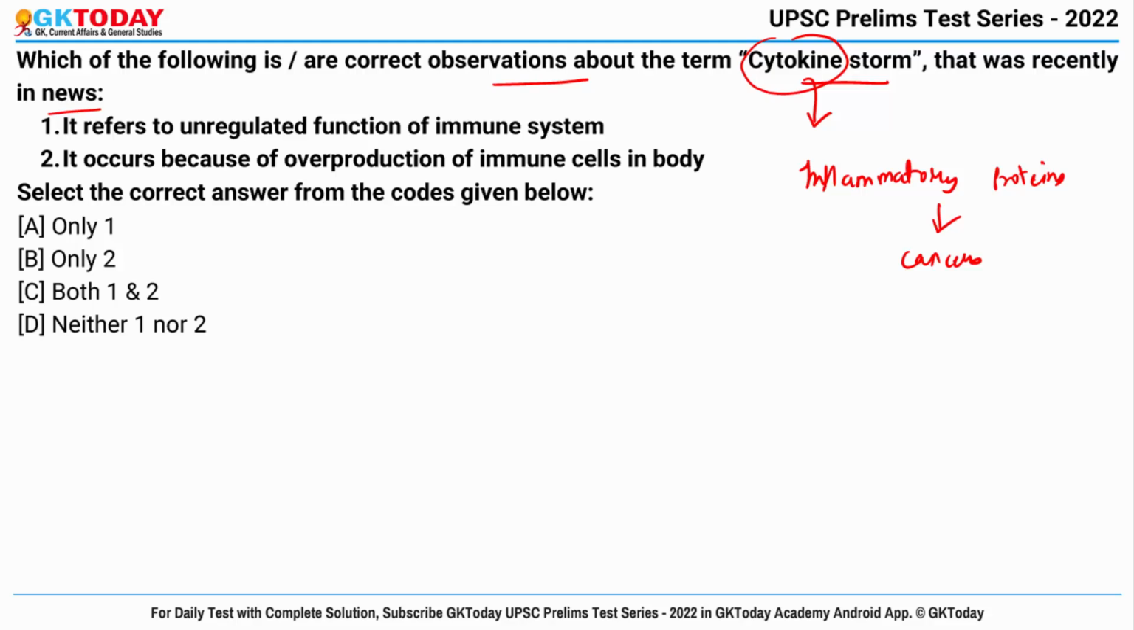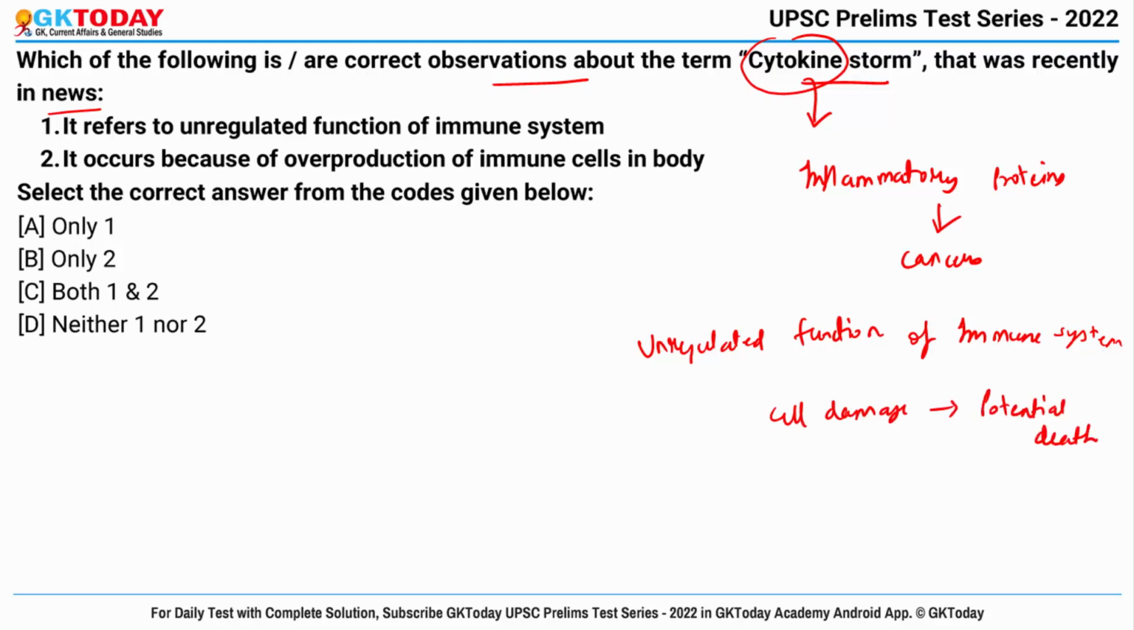So this is a type of unregulated functioning of the immune system. That is, the immune system starts to overreact, leading to cell damage and potential death. Okay. So the first statement says it refers to unregulated function of the immune system. Yes, this is correct. And during the cytokine storm, there is an overproduction of immune cells and cytokines.